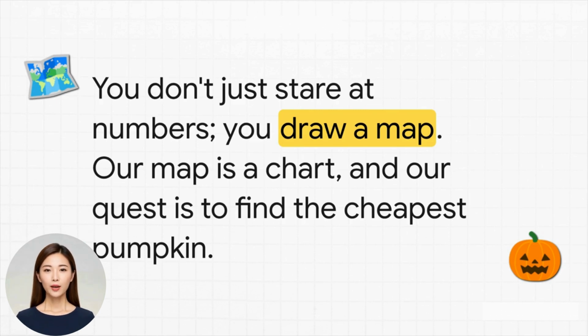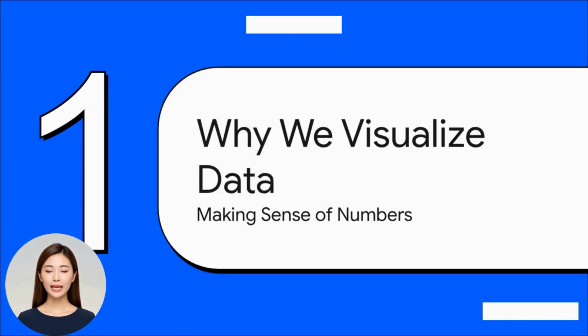It's a way to turn all that confusing stuff into a picture our brains can understand in a flash. So for our quest today, we're going to use one of these maps to find a little bit of treasure, the cheapest pumpkin.